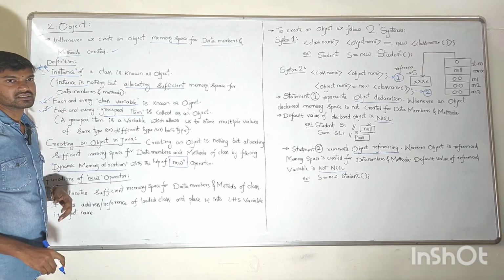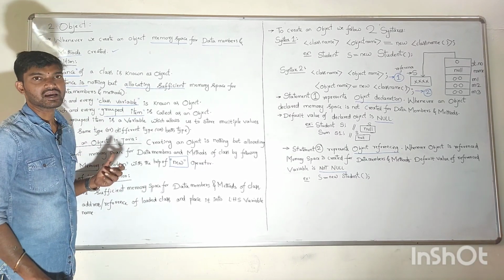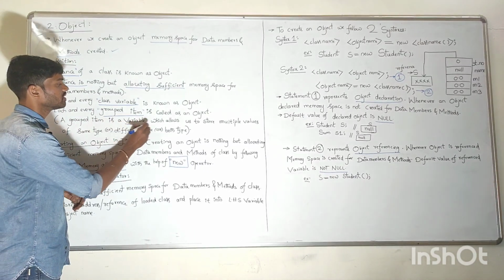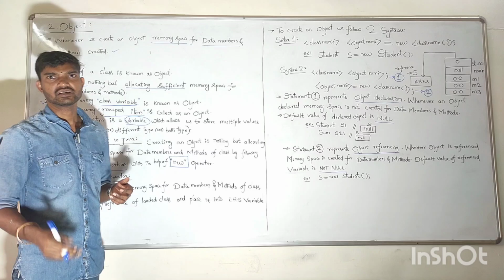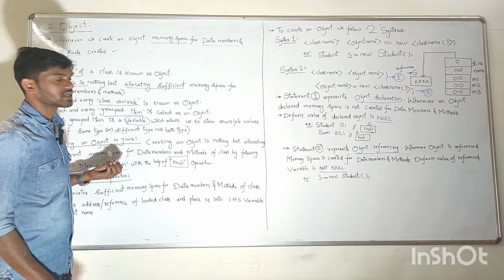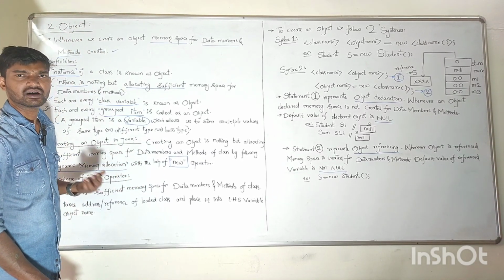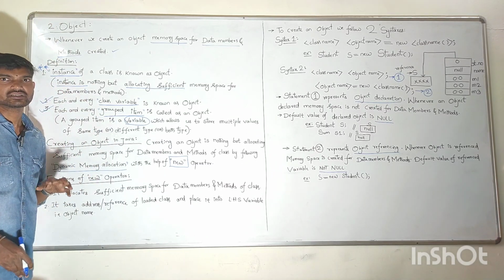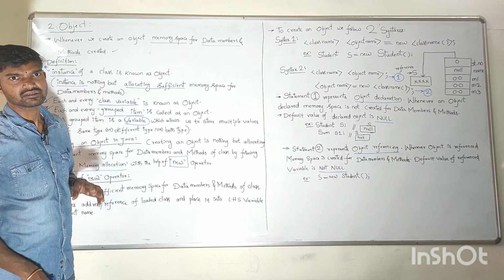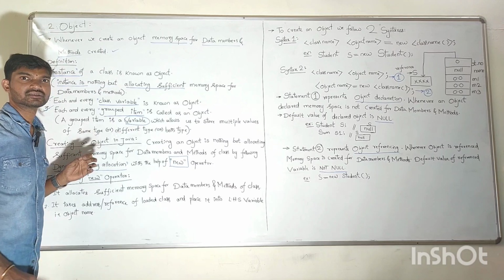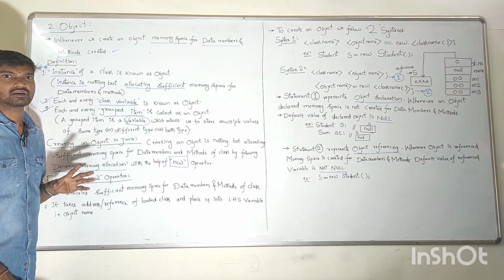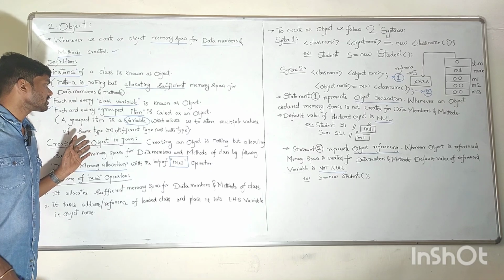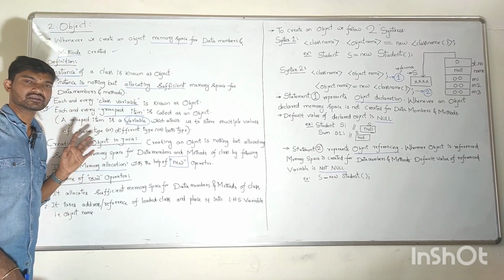And the third definition is each and every grouped item is also known as an object. What is a grouped item? A grouped item is simply a variable which allows us to store multiple values of the same type, different types, or both types. So these are the basic three definitions. In any interview, they can ask these definitions. Instance of a class is known as an object, each and every class variable is also known as an object, and each and every grouped item is also called an object.